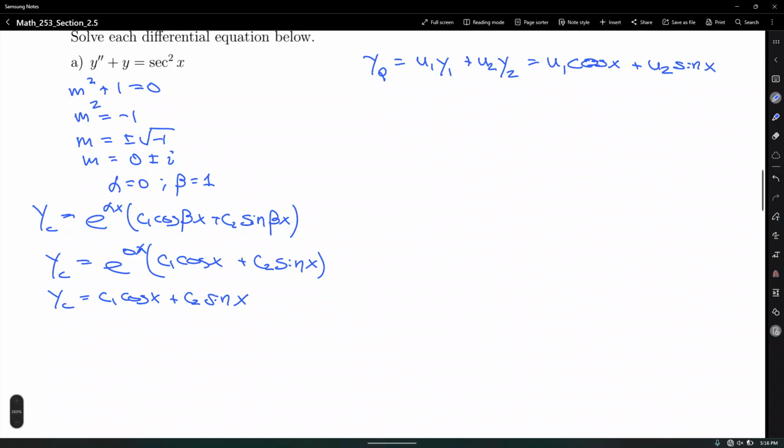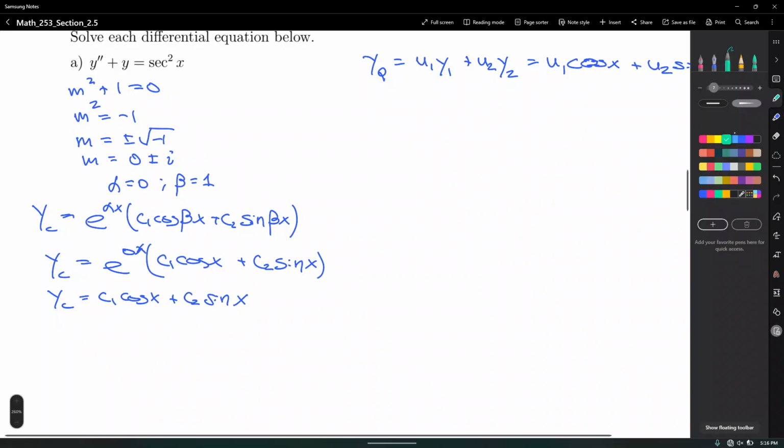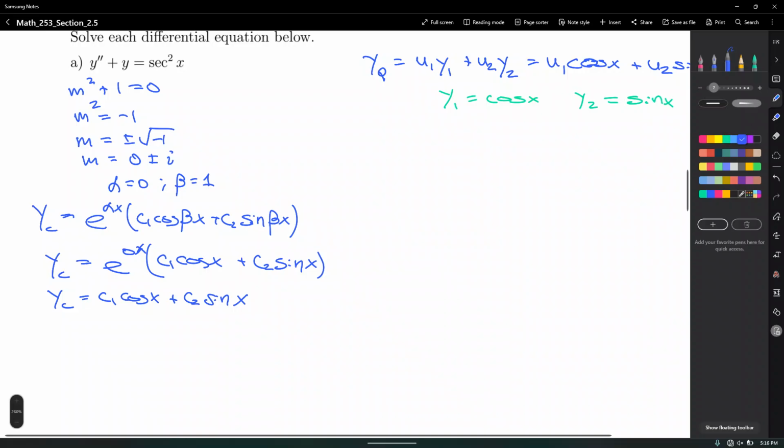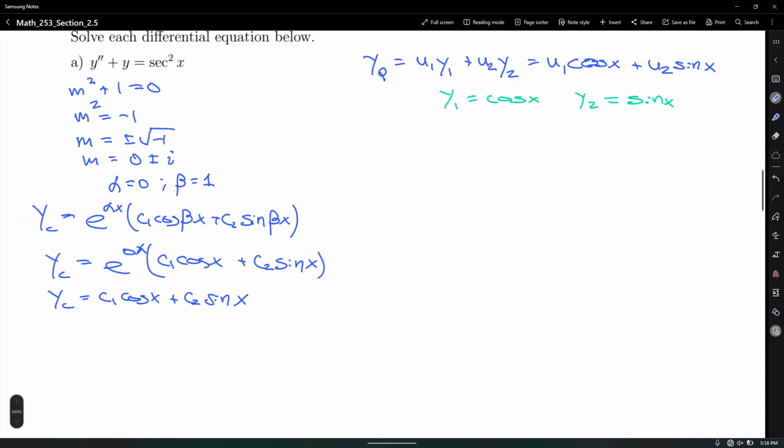What do we get from here? So from here we get that y1 again is cosine x and y2 equals sine x. So now we're ready to evaluate the Wronskian, which in this case is a Wronskian of order 2: y sub 1, y sub 2, y sub 1 prime, y sub 2 prime. All right.